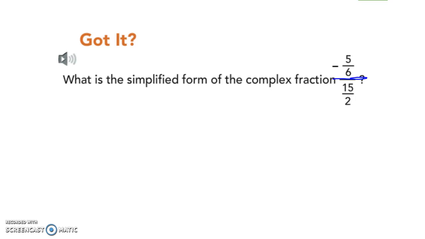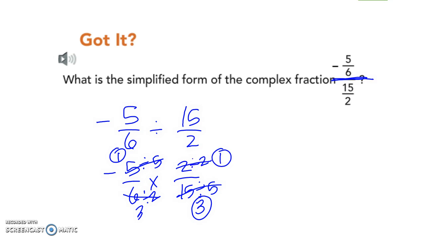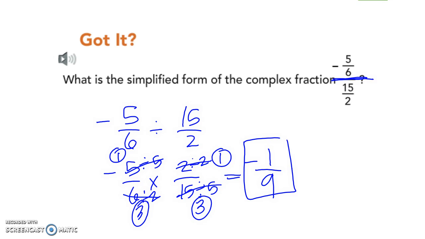We see our main fraction bar here. That's what separates negative 5 sixths divided by 15 over 2. And then we multiply by the reciprocal. And then can we cross cancel? Yes, we can. 3, 1, 2, and 3. So then 1 times 1 is 1, 3 times 3 is 9. And a negative times a positive is a negative. So we would get negative 1/9. Again, complex fractions, we just rewrite it as a dividing fractions problem and go from there.